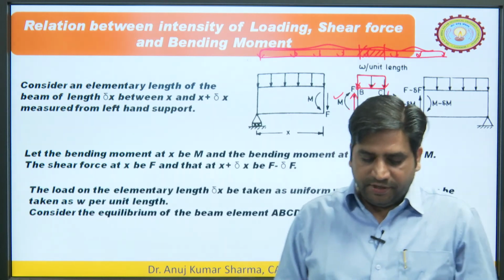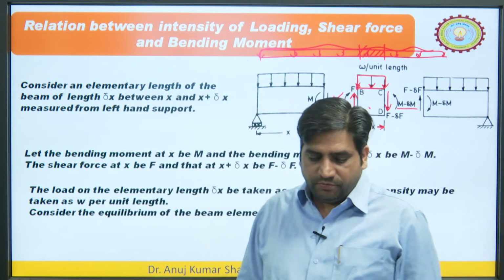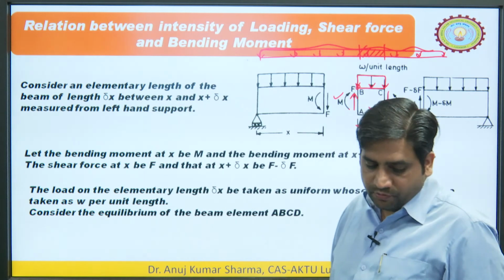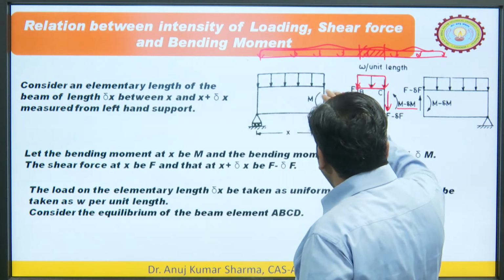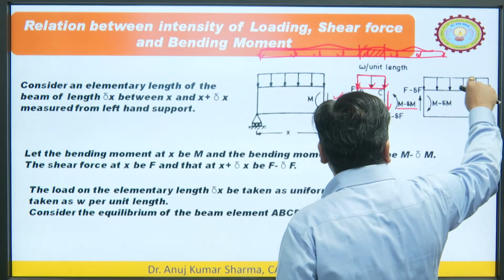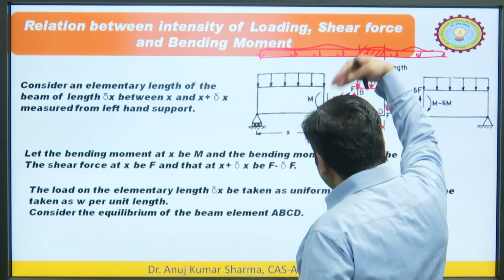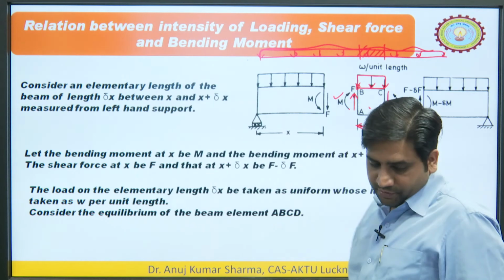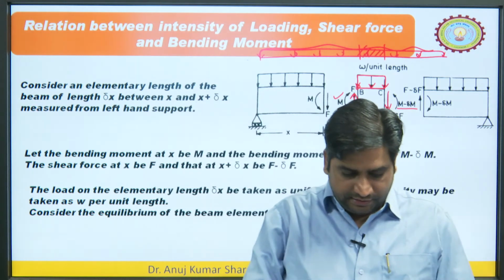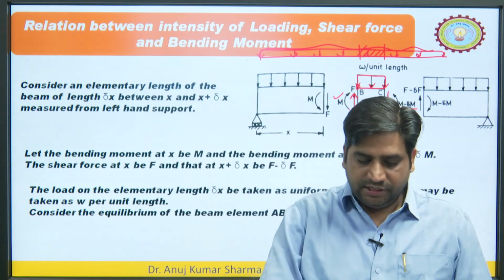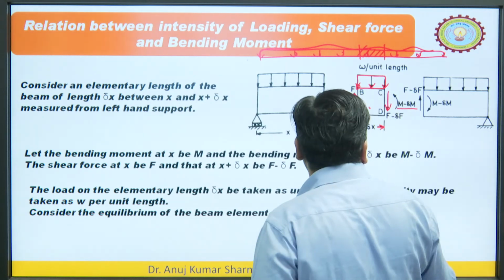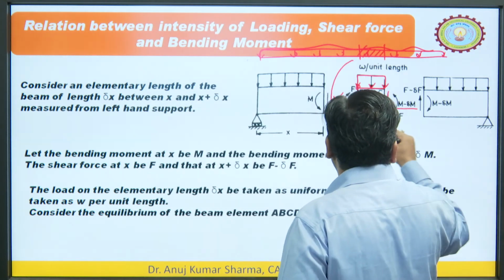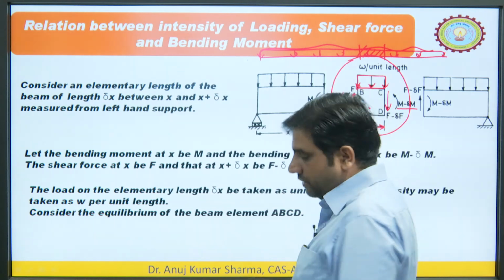The load on the elementary length delta x is taken as uniform, whose intensity may be taken as W per unit length. I have already told you that I have taken this intensity for simplicity. It can be non-uniform, but for our simplicity we have taken it uniform, W per unit length. And let us consider the equilibrium of the beam element ABCD. For this we consider the equilibrium of this portion.